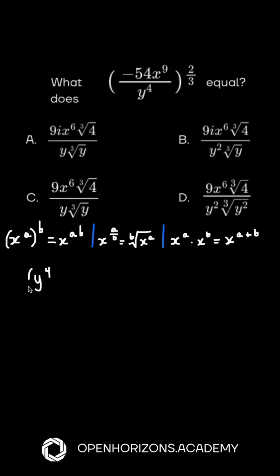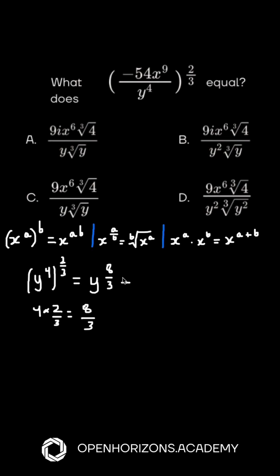So what we're going to do is first find what y to the power of 4, all raised to the 2/3 power, equals. Based off of this rule here, which says that x to the power of a, all raised to the power of b, is just x to the power of a times b, we're simply going to multiply both of these exponents. So 4 times 2/3 is equal to 8/3, which means that this denominator here should be equal to y to the power of 8/3.